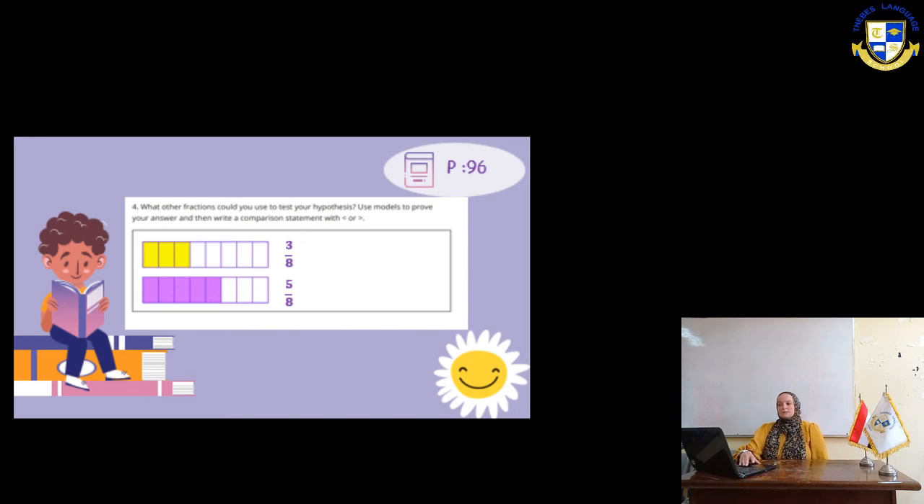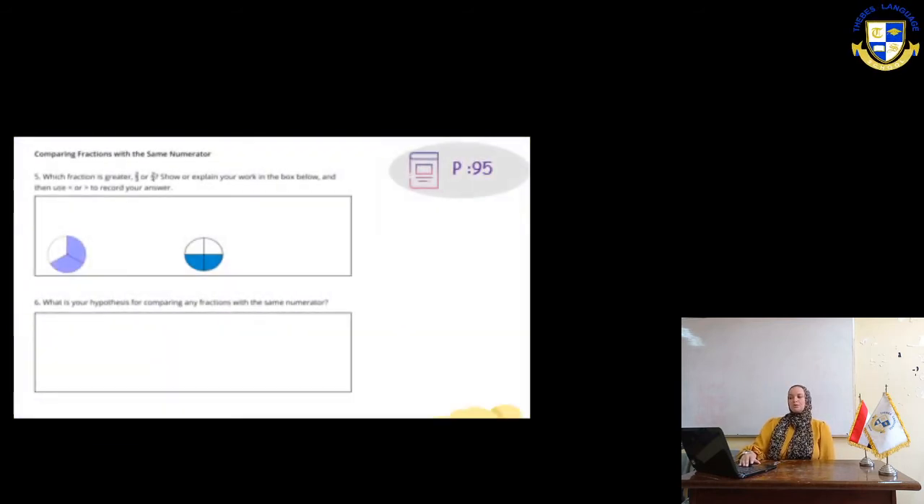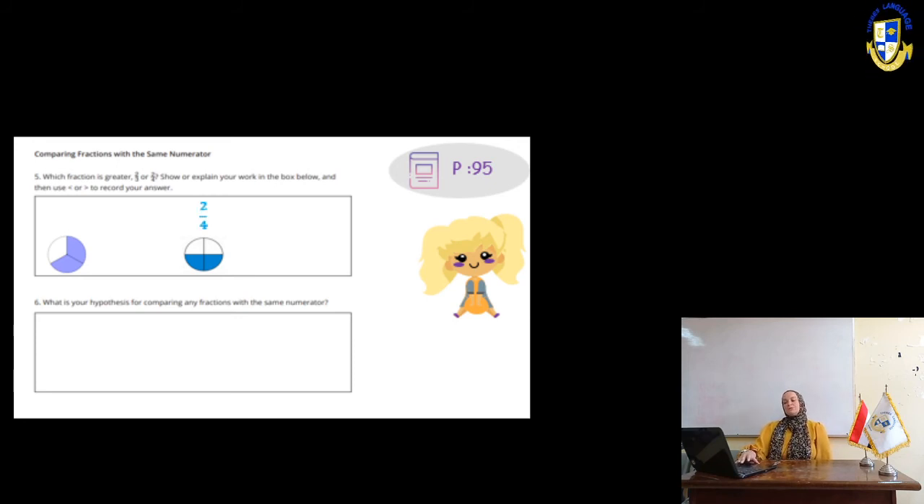In the next page, book page 95, which fraction is greater, 2/3 or 2/4? Show or explain your work in the box below and then use smaller or bigger to record your answer. Draw 2 circles, cut them into thirds and fourths, then shade 2 parts from the thirds, 2 parts from the fourths. As you can see, we have the same numerator. Same numerator means crazy fractions, so it means we are going to do the opposite. So 2/3 will be bigger than 2/4.